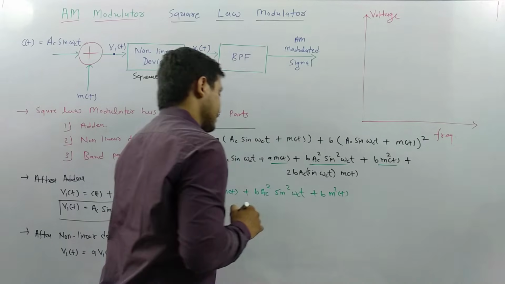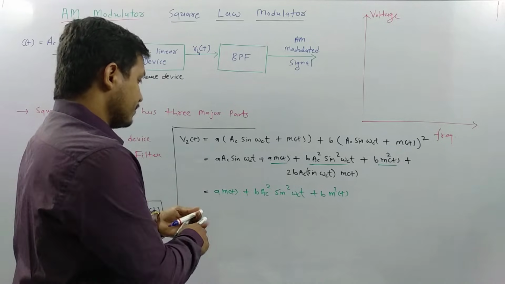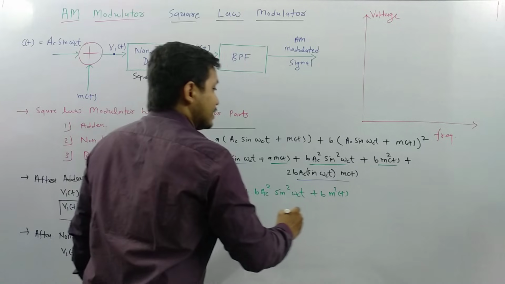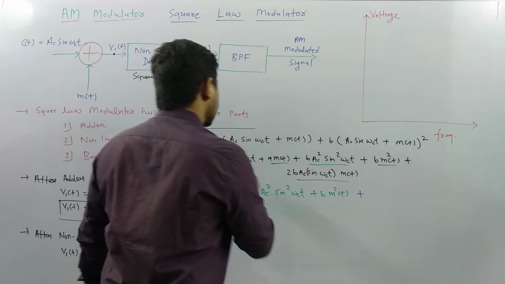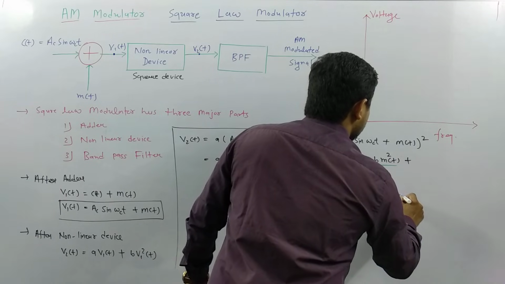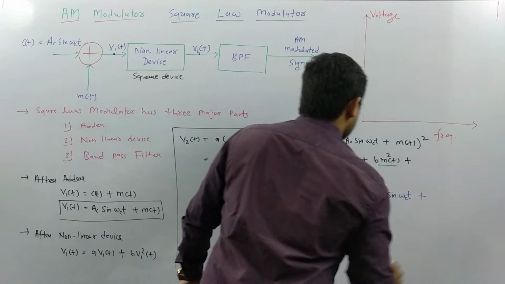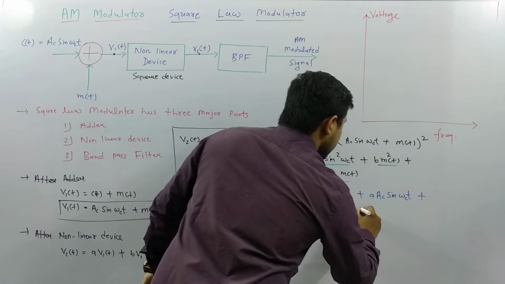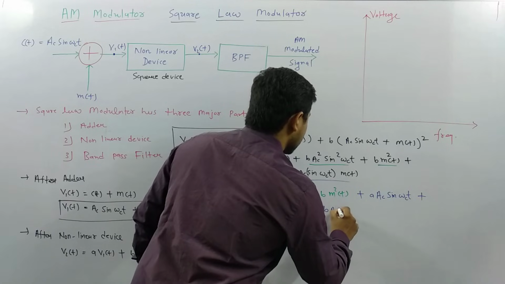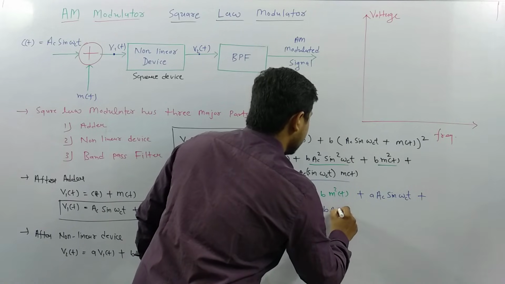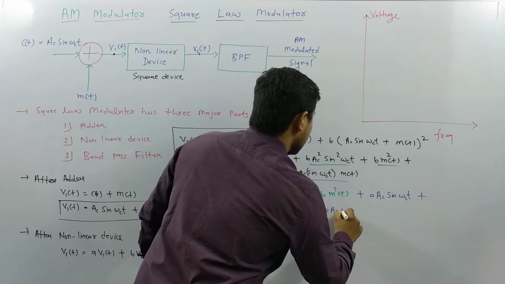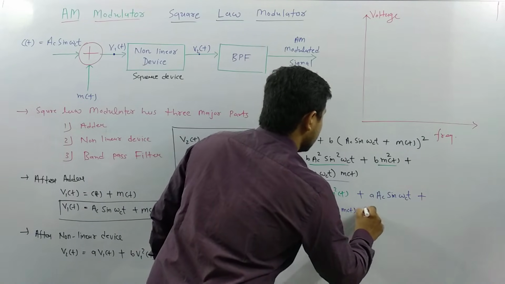Now let us write this part first: small a into Ac sin omega c t, plus this part, that is small b into Ac and then m(t), that is 2 small b Ac into m(t) into sin omega c t.